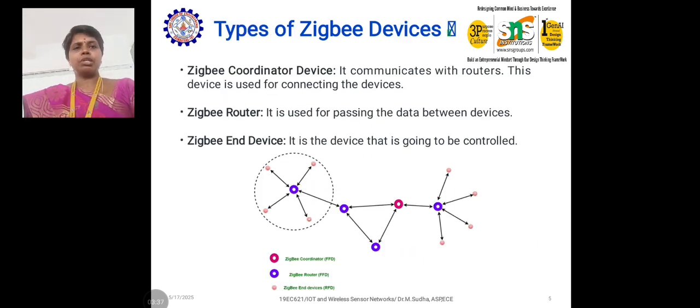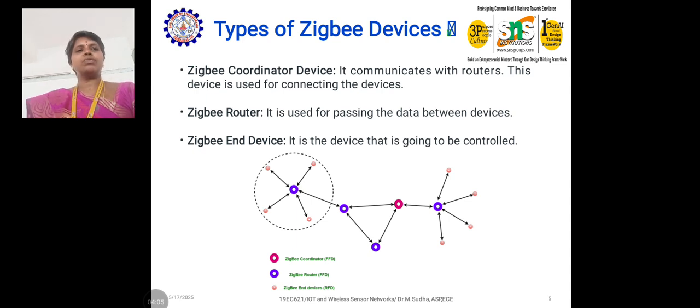Coming to the types of Zigbee devices, we have the Zigbee coordinator device, Zigbee router and Zigbee end devices. In this diagram, the red color indicates the Zigbee coordinator, the violet color indicates the Zigbee router node, and the small circle in pink shade indicates the Zigbee end device.